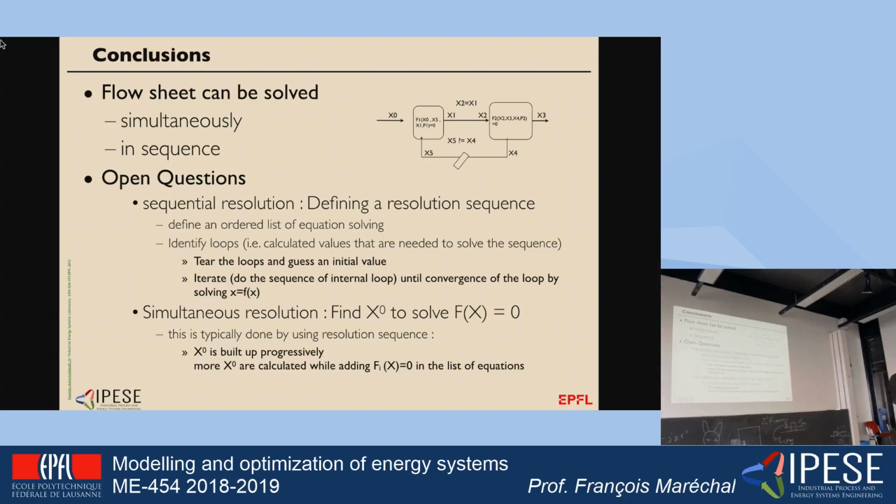On the other hand, we know that we use a simultaneous approach, as we are going to use an iterative method because we know the equations are nonlinear. It means that we need to know an initial guess. And the best way of finding a very good initial guess for simultaneous resolution is to define a sequence of initialization. So the two approaches will in fact be used together.